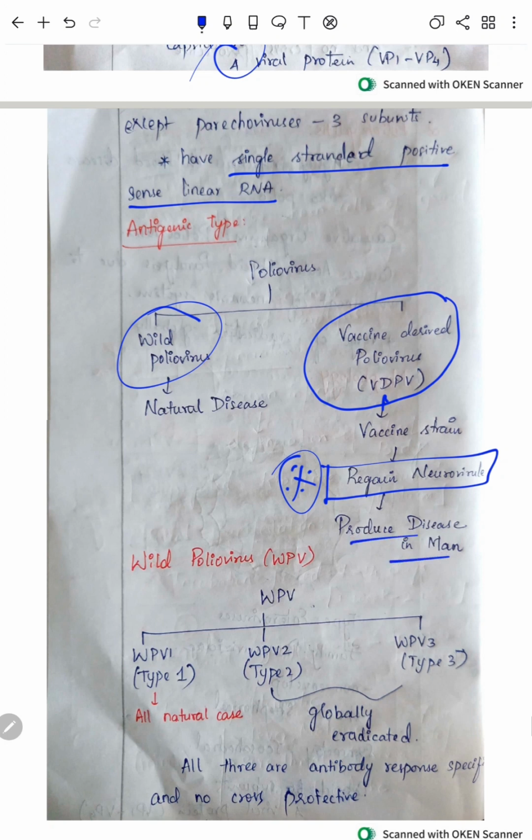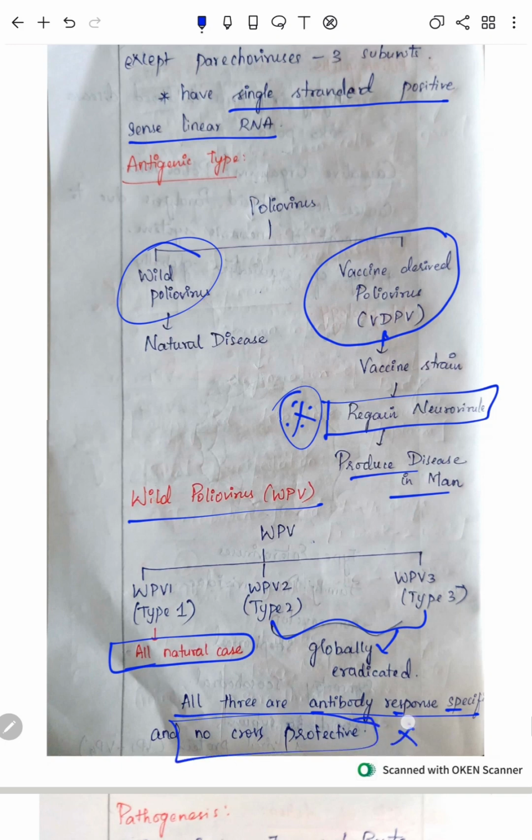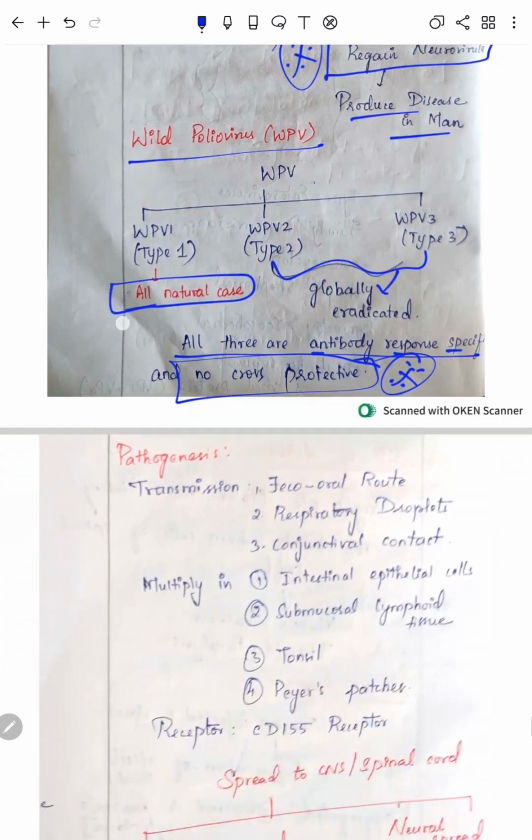Okay, let's talk about the details of wild poliovirus. Wild poliovirus is of 3 types: WPV1, WPV2, WPV3. That is type 1, type 2, type 3. WPV1 is the natural cause, and these 2 are globally eradicated. All 3 are antibody response specific, and there is no cross protection, which is very important.